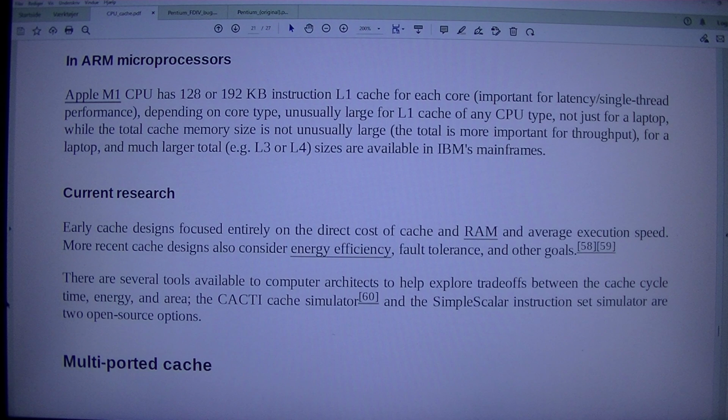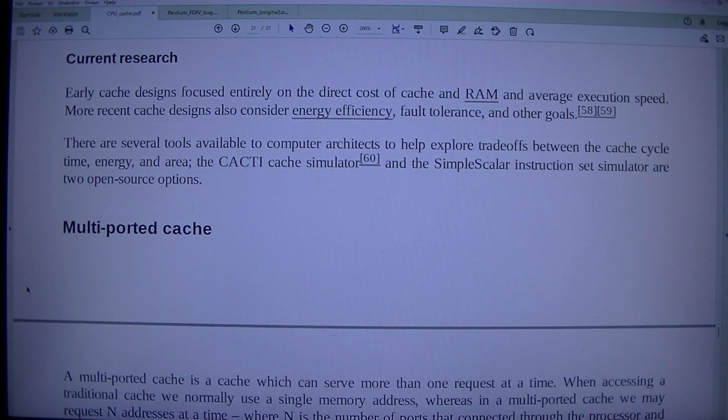Current research. Early cache designs focused entirely on the direct cost of cache and RAM and average execution speed. More recent cache designs also consider energy efficiency, fault tolerance, and other goals. There are several tools available to computer architects to help explore trade-offs between the cache cycle time, energy, and area. The CACTI cache simulator and the SimpleScalar instruction set simulator are two open-source options.